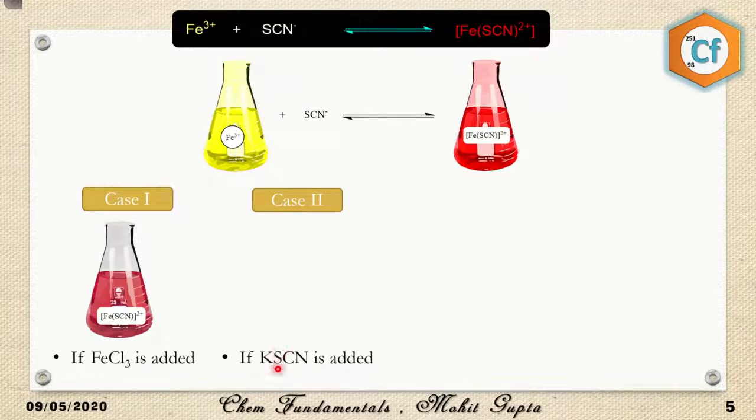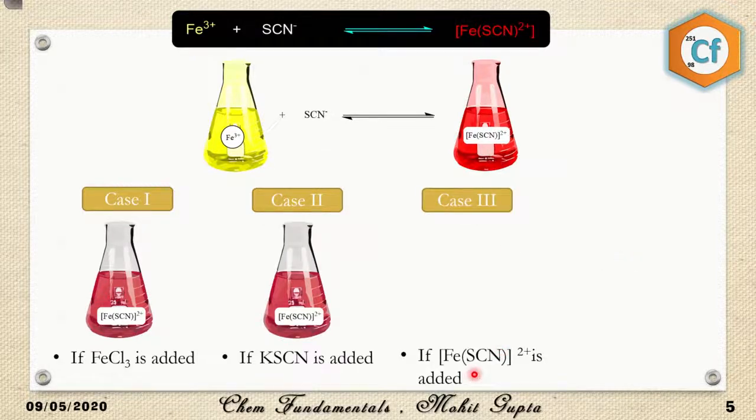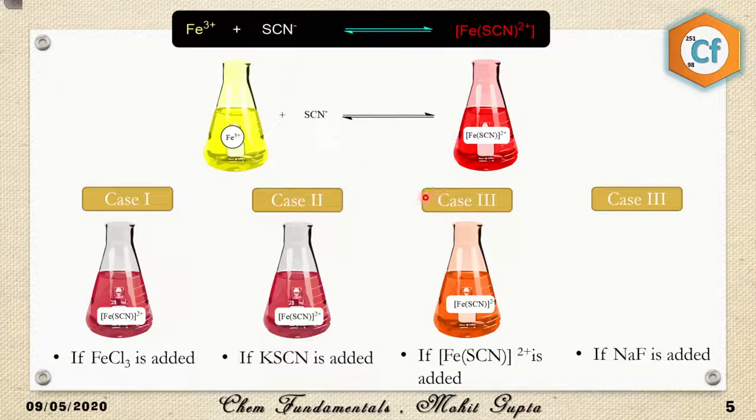Next is the case if I add KSCN. So this is also a reactant. So here what I'm doing is increasing the concentration of reactant. On increasing the concentration of reactant, the equilibrium will shift towards the product side and the intensity of the color would also increase. The third case is if I'm adding the product. If I add more of the product, this product will decompose to form the reactants and the concentration of this will decrease, and on decreasing this, the color intensity of this conical flask would decrease and we'll get somewhat an orange color solution.